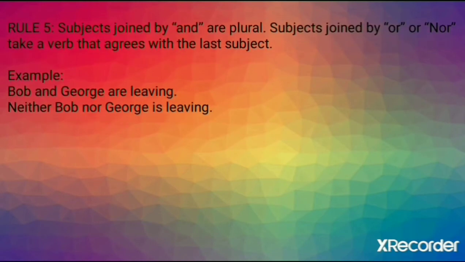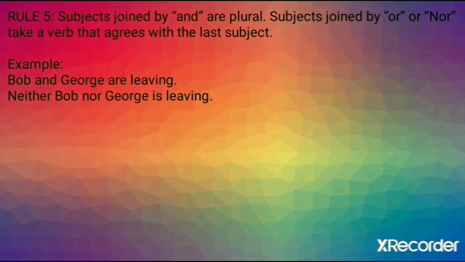Rule number 5. Subjects joined by the conjunction "and" are plural. Subjects joined by "or" or "nor" take a verb that agrees with the last subject. For example, here, Bob and George are living. Neither Bob nor George is living.